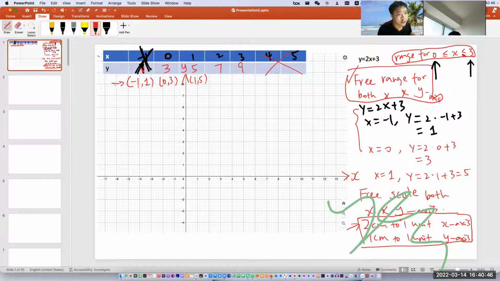Free range, free scale, best. Choose what you want. Up to you. So now I can do this question already. Like I say, in fact, you don't need these 2 values to sketch your straight line. Let me demonstrate to you first. Let me get the 0 and 3 out first. 0 and then 3 is here. This is your 0 and 3.